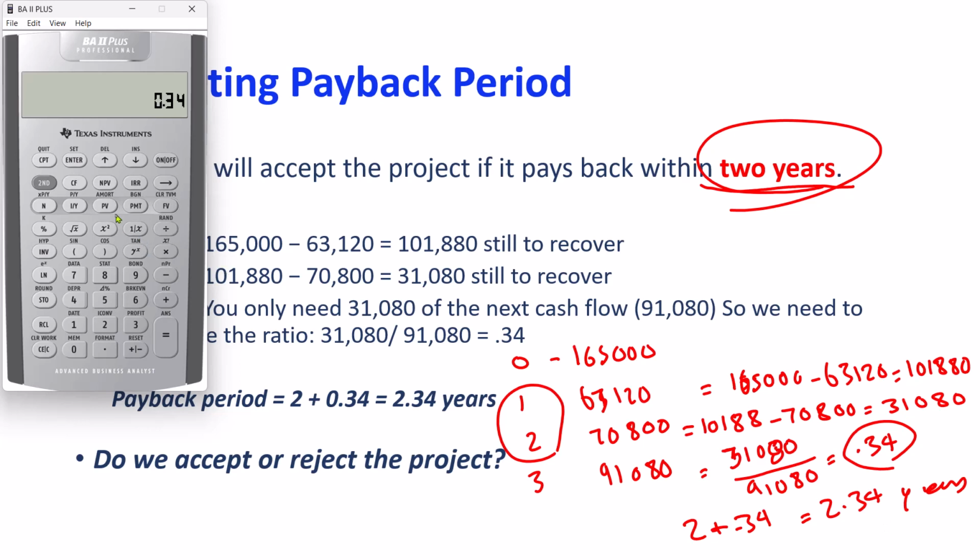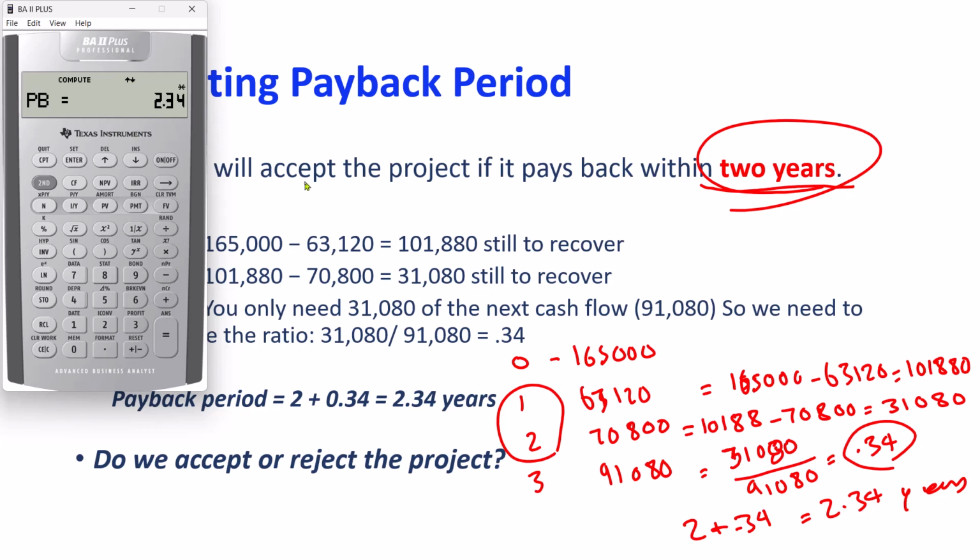But for those of you with a professional calculator, there's actually a function for that. We already entered the cash flows of the project in the cash flow function. And after that, you go to the NPV function. And you go down, down, down. And PB is your payback period. You can just calculate it there. But this function is only available in the professional BA2 Plus.